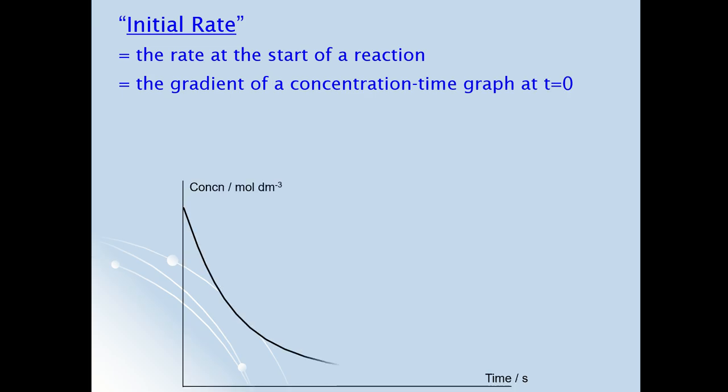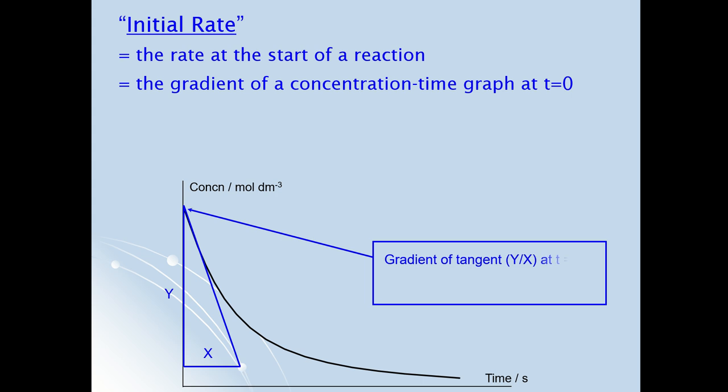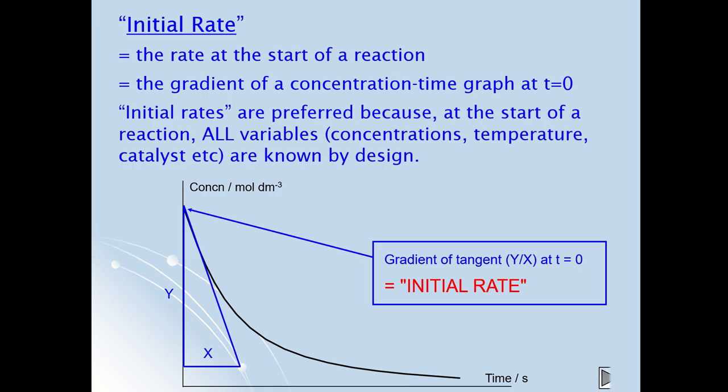Okay, so if we look at the graph here, we can see that the gradient is plotted at time equals 0, and that is a really good way to get the rate of a reaction, because we know what the variables are, we know what the temperature is, we know what the pressure is, we know what the concentration of our particular reactant that we're studying is at that point. Okay, so we prefer these, all right?